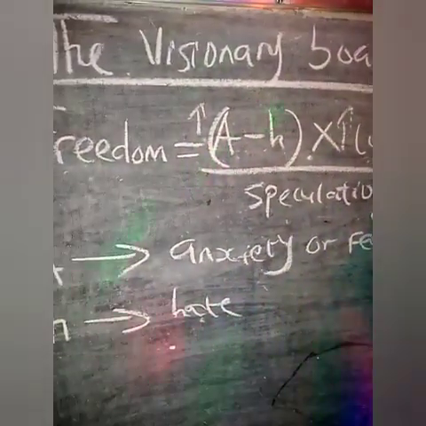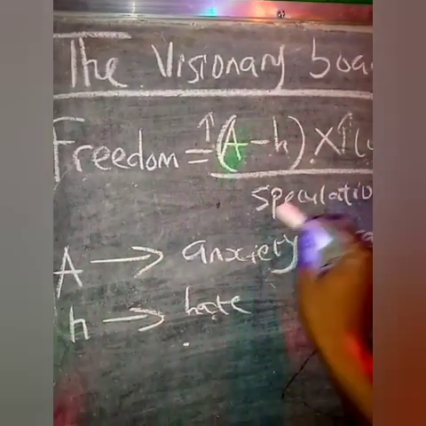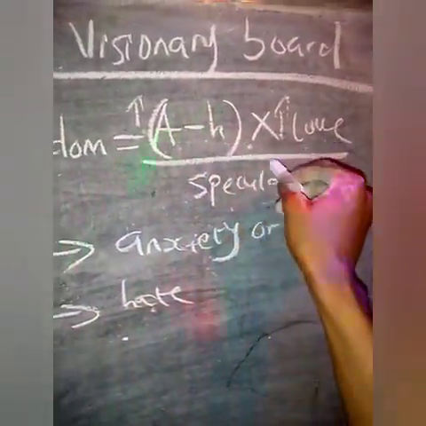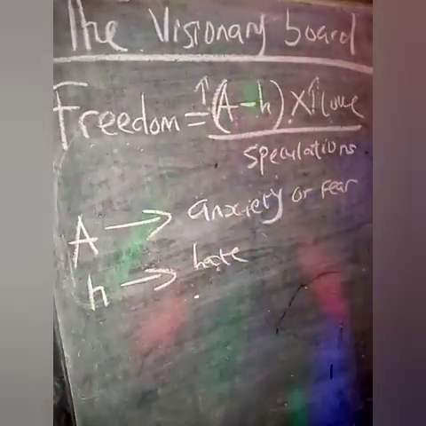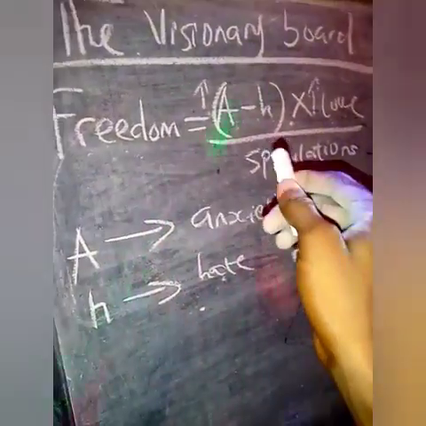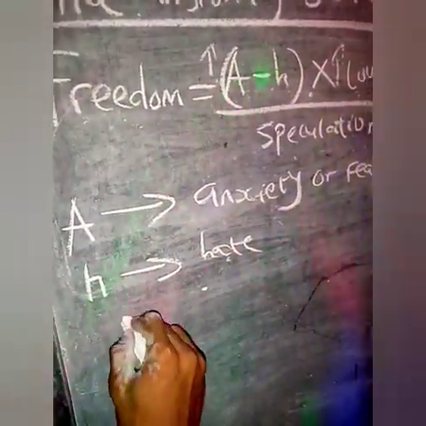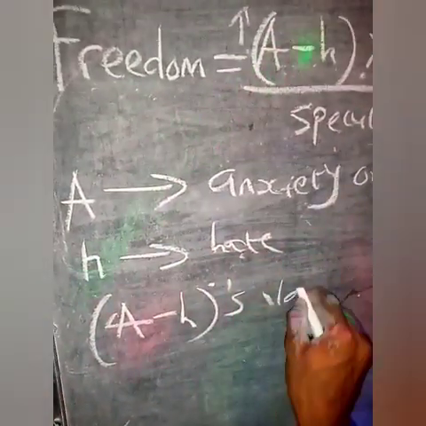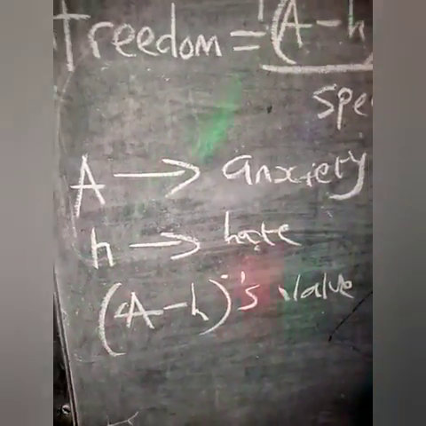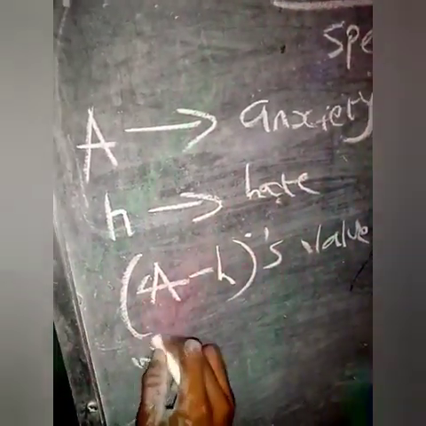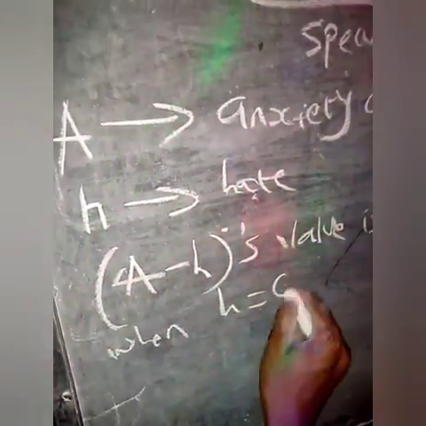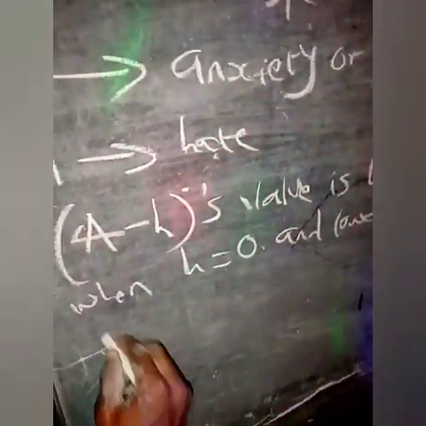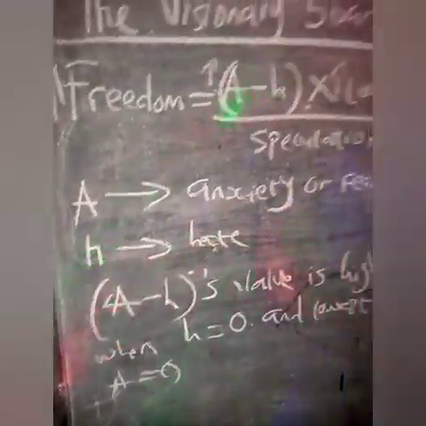If you judge everything you see, it is going to really affect you. It's going to increase speculations, it's going to decrease freedom, decrease A minus H value, and it's going to decrease your love for life or for anything. So what does this formula tell us? You have to understand that A minus H value is highest when H is 0, and lowest when A is 0.